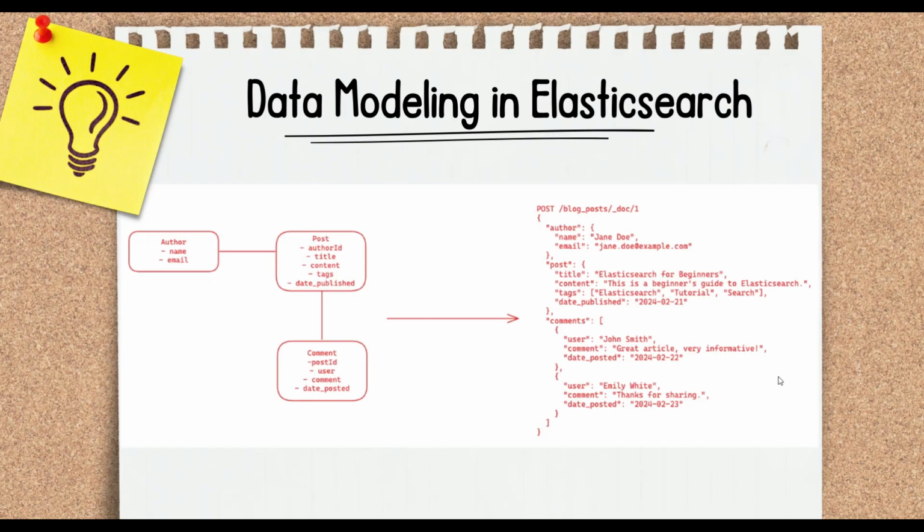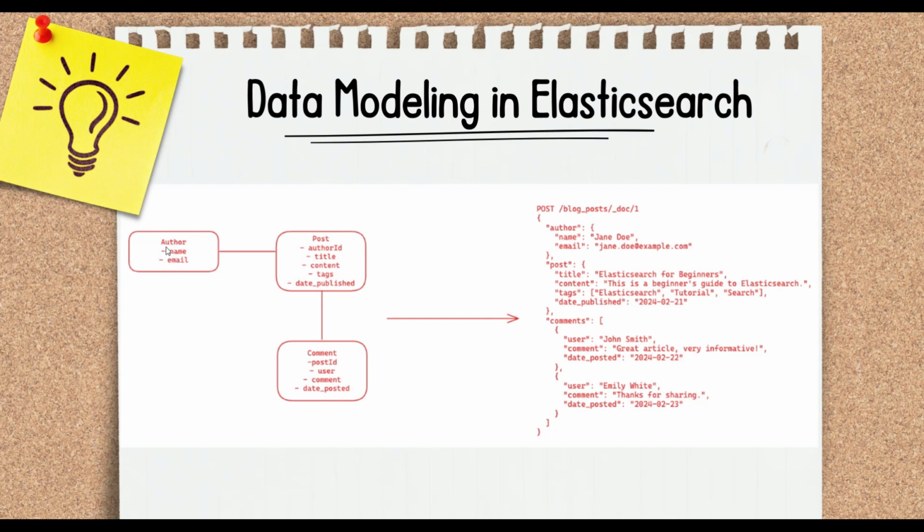So the question coming to your mind is, we have relational data in SQL and we have non-relational data in our Elasticsearch, so how does that data modeling work? You can see this example on the screen. Suppose this is the Oracle data and this is the Elastic data.